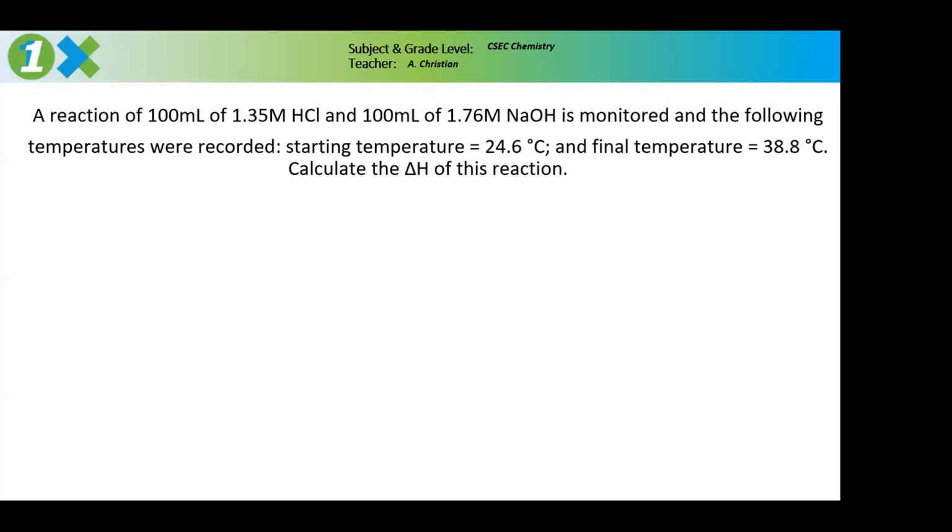All right, so the reaction of 100 mL of 1.3 moles of HCl and 100 mL of 1.7 moles of sodium hydroxide is monitored, and the following temperatures recorded: starting temperature 24.6 degrees C and final temperature 38.8 degrees C. Calculate the delta H for the reaction. All right. Let's go. How do we work this? Go ahead, Roger.